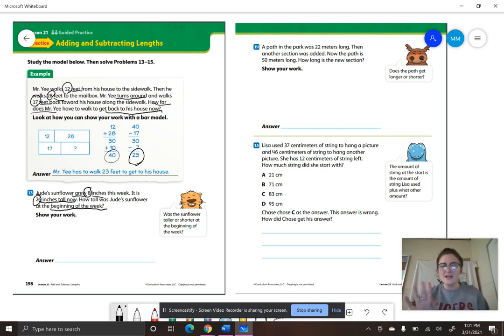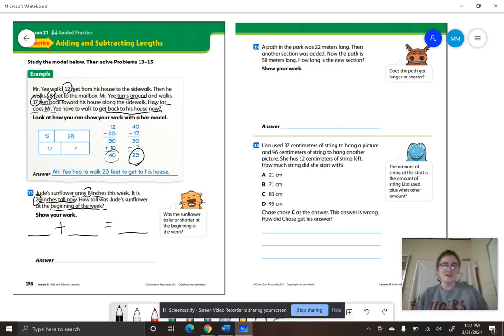All right, so let's think about it. We know that it grew. So if something grows or if something gets bigger, do you think we are going to add or subtract? What kind of equation do you think we'll need to make? Probably an addition equation. So here's what I'm going to do. I'm going to make a blank addition equation.